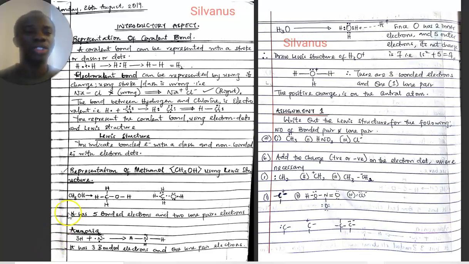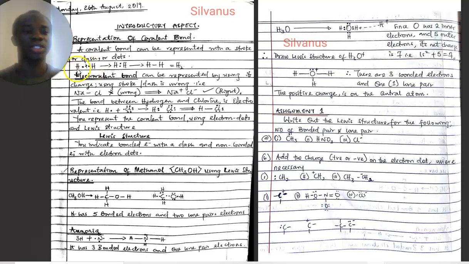In most cases, a covalent bond is represented by a line, a dash like this, and each covalent bond contains 2 electrons. Each dash like this contains a pair of electrons, and that's why you have 2 dots here. So you can also represent a covalent bond with these 2 electron dots.